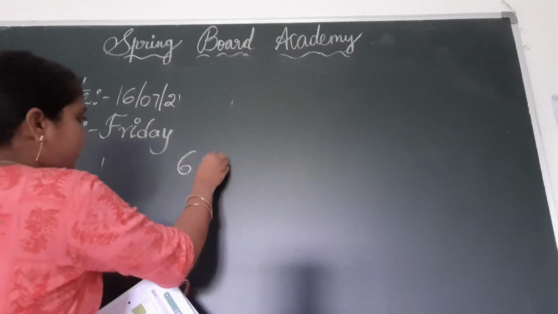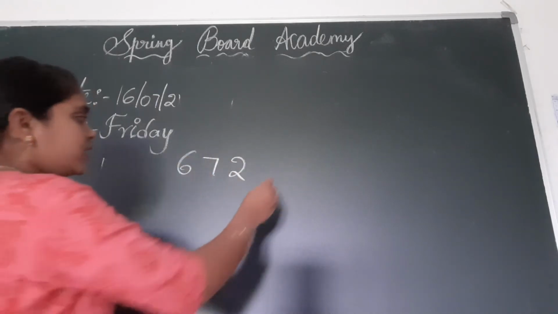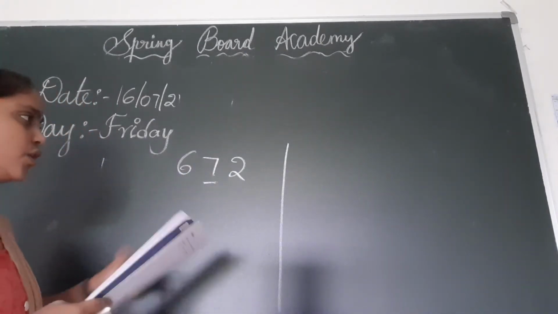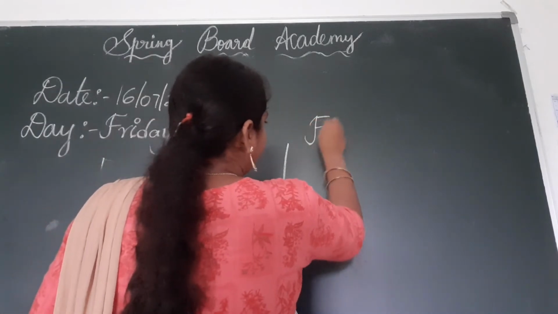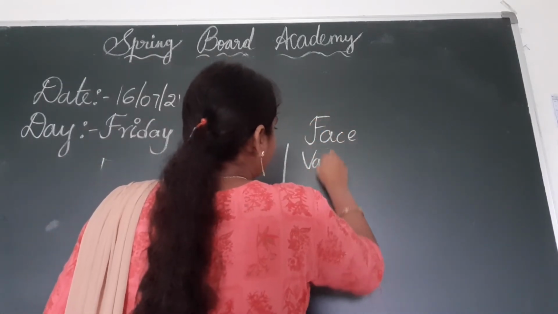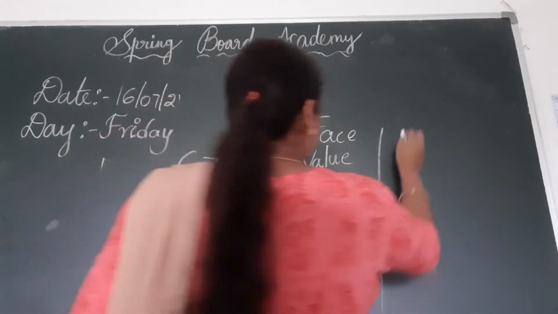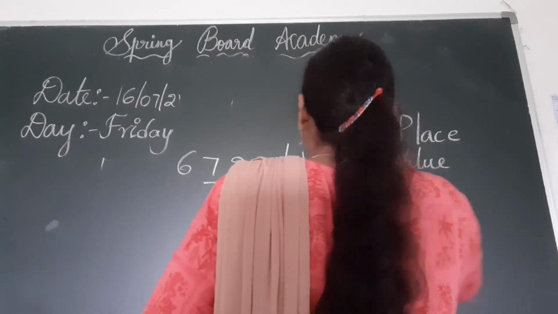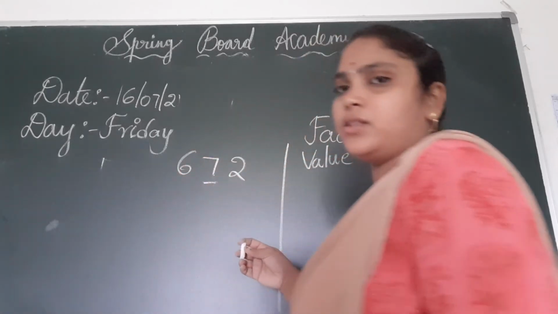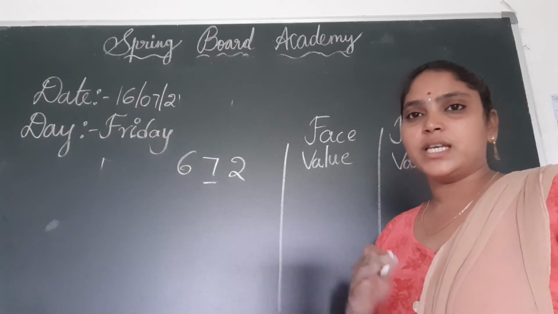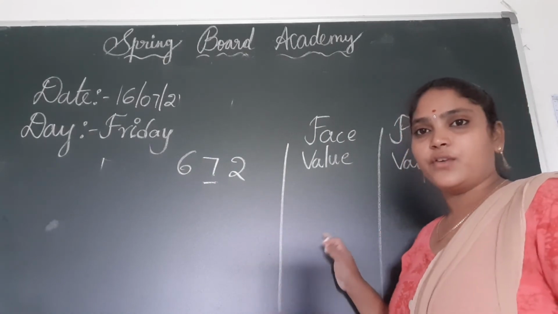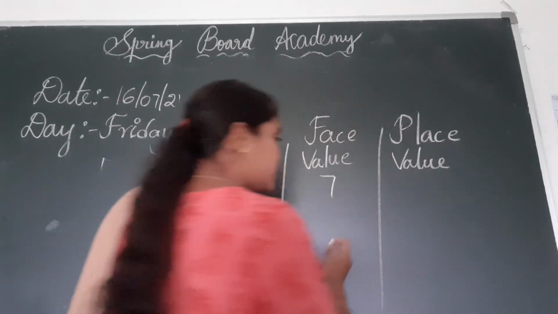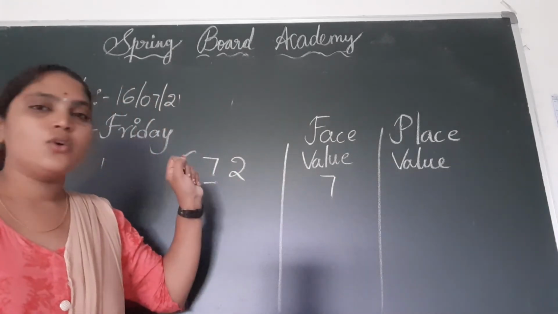So I am explaining the first number here, children. Given is 672 and the 7 is colored in red. So here you have to write the face value of 7 and the place value of 7. We know that face value means you just write the same digit itself. So the face value of 7 is only 7.